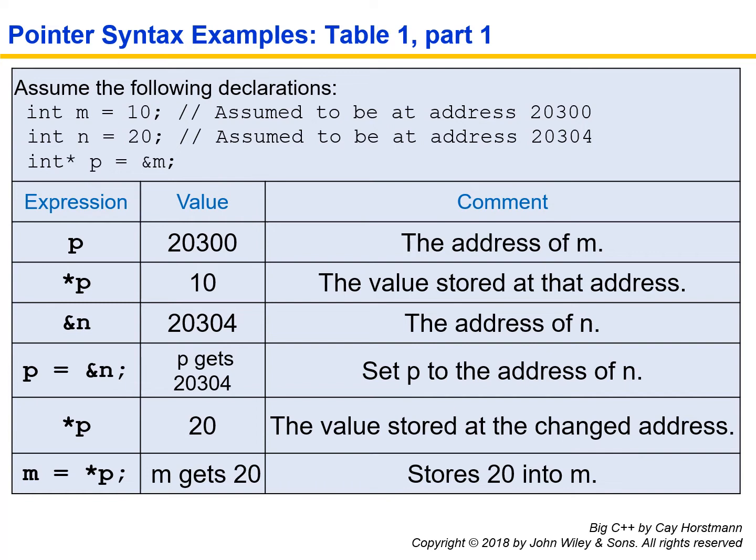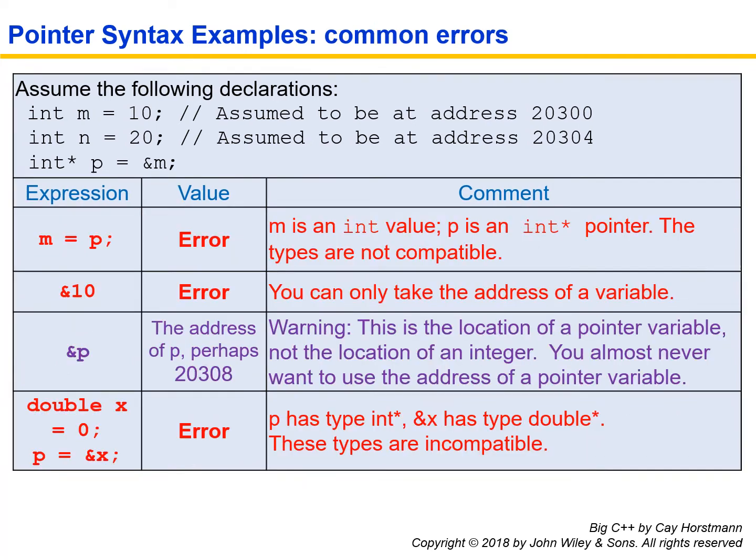Okay, here are some simple examples of pointer syntax. P might hold the value 20300, a memory address. Star P would return 10, because it's pointing to M, which is 10. Ampersand N would get a different memory address. P equals ampersand N means P is now 20304. It's now set to the address of N. Star P now pulls what P is pointing to, which is N, which is 20. And M equals star P, so M gets the value 20.